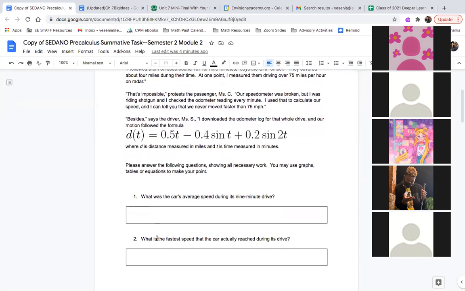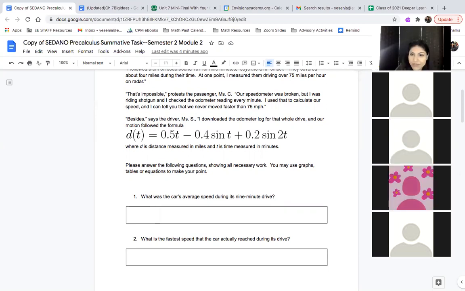Okay, so now using our function and that knowledge, what was the car's average speed during the 9-minute drive? Maybe someone in this group, in these office hours, has an idea on how they got that first answer. Let me know, you can use the chat or you can unmute. Let's see if anyone has any ideas on how you found the answer to number 1.